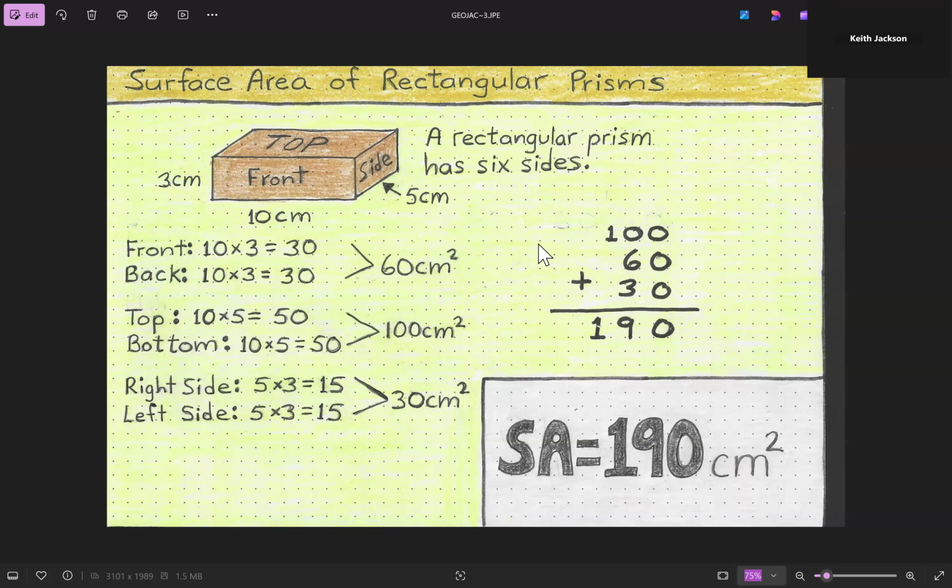Okay, you have been given quite a bit of information, and I wouldn't blame you if you need to pause the video just to take a look at everything or replay this video as many times as you need to gain a deeper understanding of how to find the surface area of a rectangular prism.